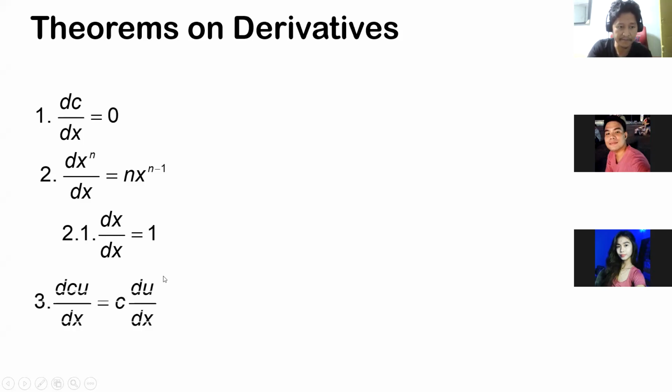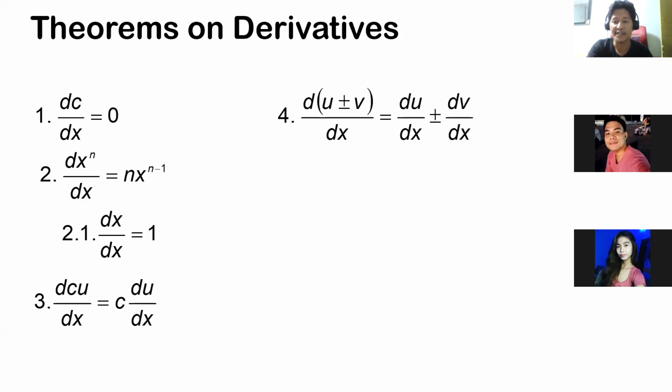Okay. Now, for theorem number 3, if you have a constant multiple, we can just simply extract the constant and then proceed with getting the derivative of the whole function. So when there is a constant multiple, we don't need to worry. We can just extract or factor it out because it's a constant. For sum and difference, we can just simply get the derivative of them separately. So the derivative of the sum is the sum of the derivatives, and same thing with the difference.